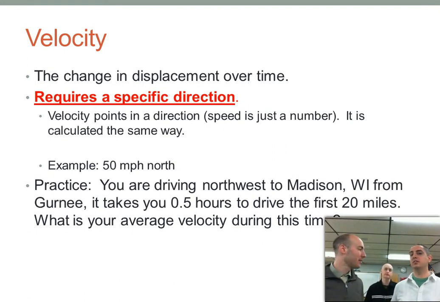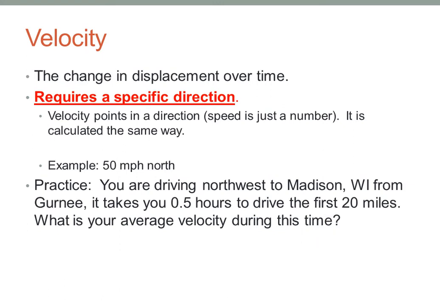Usually the direction is included with the distance. So you're going to say something like miles north, and then you divide it by the time, and that's how you get miles per hour north. Well, let's even do this quick practice. You're driving northwest to Madison, Wisconsin from Gurnee. It takes you 0.5 hours to drive the first 20 miles. What is your average velocity during this time?